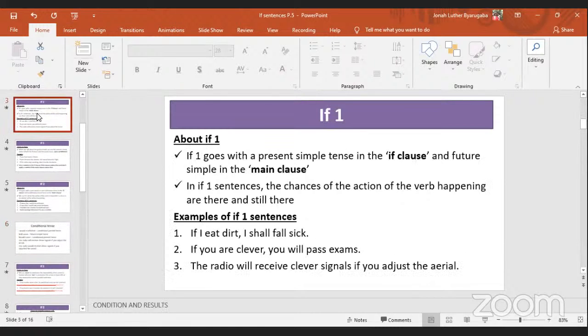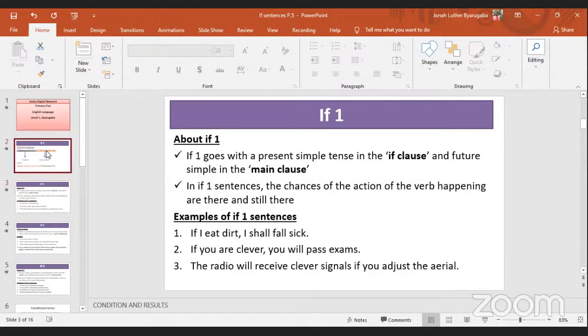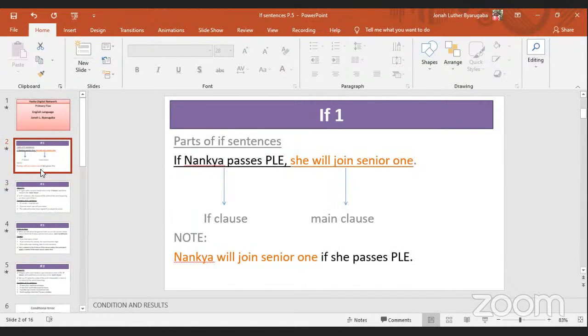Now, can you express the main clause of this sentence in the conditional present tense? Okay. She would join senior one. Exactly. She would join senior one. So if they gave you such a sentence, if Nancha passes PLE, she will join senior one, and they ask you to put it in if two, what will be the answer?